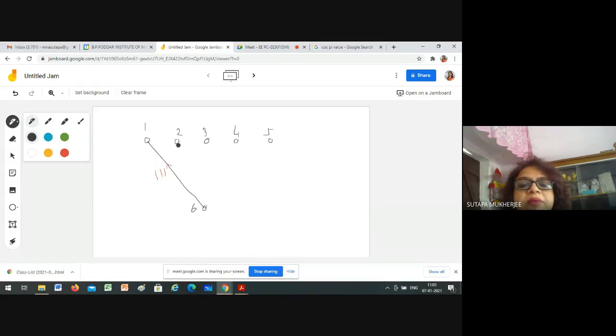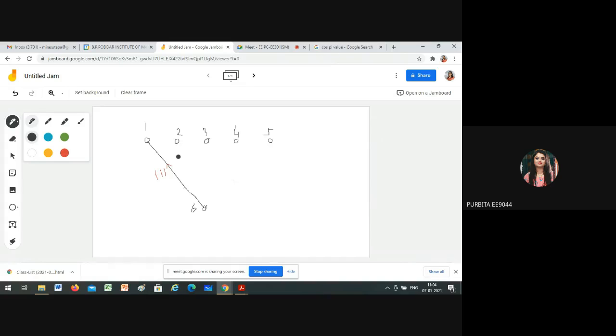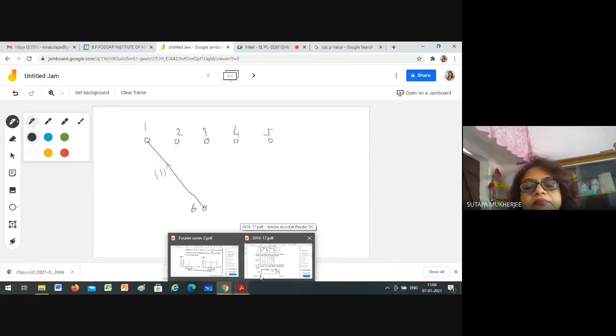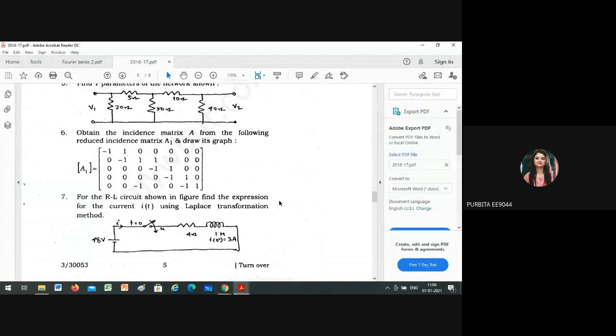Now come to branch number 2. Irfan, branch number 2 is associated with how many nodes? With which nodes? Have you written the problem, and have you written the incidence matrix? Ma'am, please show the reduced incidence matrix once. Is it visible? Yes, ma'am.